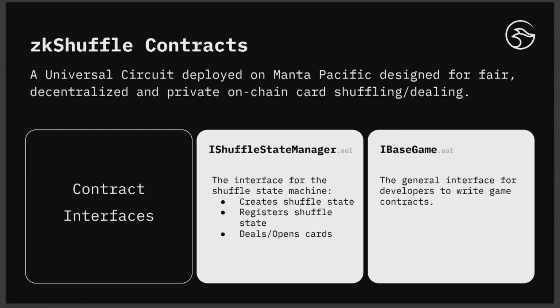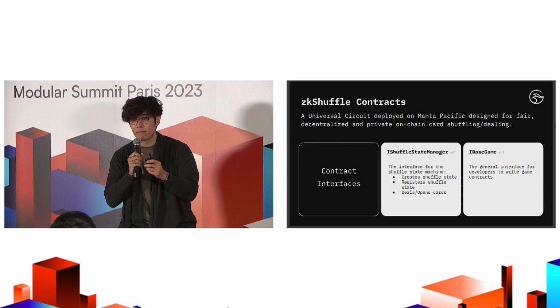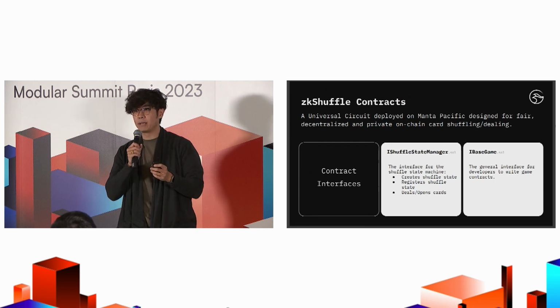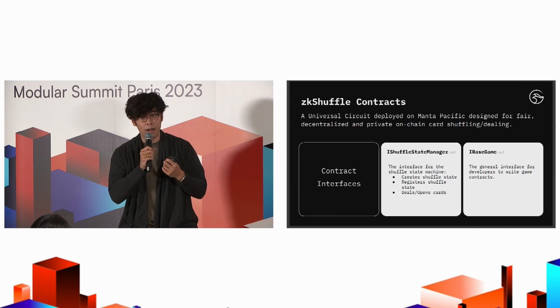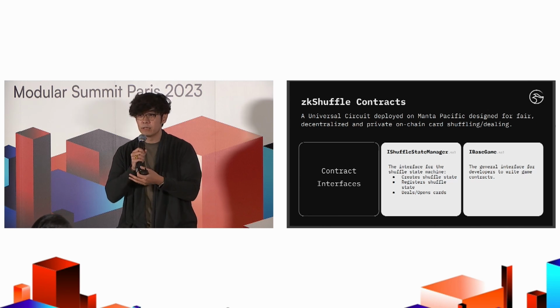And I'll give an example of this in just a second. ZK Shuffle is actually one of those example circuits. ZK Shuffle allows on-chain private shuffling. What that means is, if you're playing a card game, you probably want to shuffle the deck. But if you shuffle the deck without any privacy, then everyone can see the state of the deck. Everyone can see where every card is, and that ruins the whole card game.